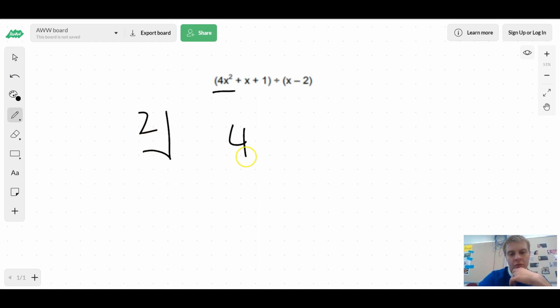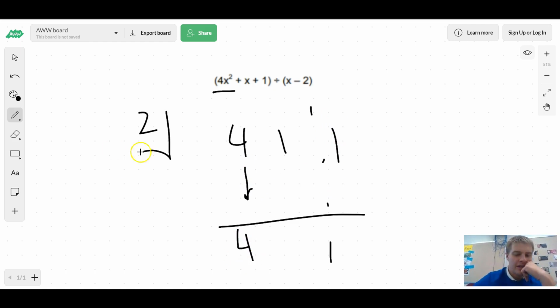We're then going to put down 4, 1, and 1. I always make a line so that I remember this is the remainder. The 4 is going to drop down. Then I'm going to do 2 times 4, which will give me 8. I'm going to add that down, which will give me 9. And 2 times 9, which will give me 18. I'm going to add that down, and that's going to give me 19.